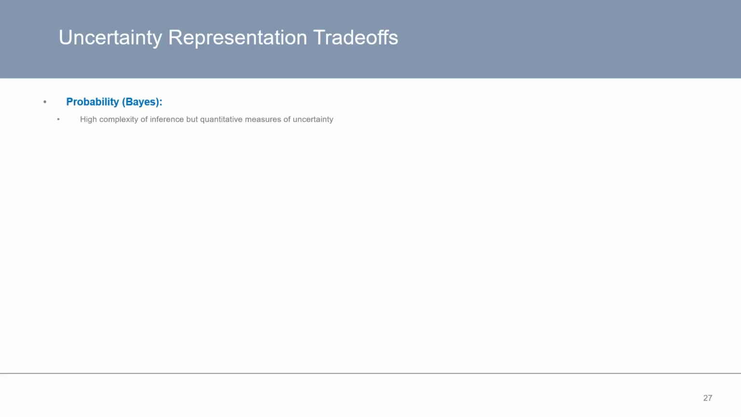Let's conclude by briefly examining some of the trade-offs regarding ways to represent uncertainty for reasoning. When we're dealing with probability or Bayes strategies, the inference process can be highly complex, but you do get quantitative measures of uncertainty. With certainty factors, they're not semantically well-founded, rules have to be independent, and certainty factors have to be available and of a reasonable quality. However, certainty factors allow for rule-based inference, and they're much simpler than dealing with probabilities.